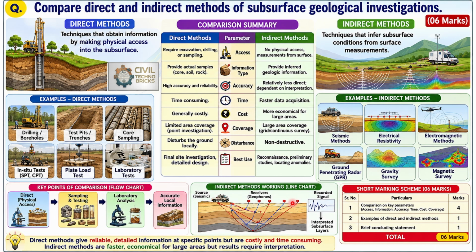So your answer must complete the comparison with reference to the parameters, along with the introductory part of the direct method and its example, and the introductory part of the indirect method and its example. This is complementary to a flowchart or process you can write in your answer. The marking is 4 marks for comparison, 1 mark for examples of direct and indirect methods, and 1 mark for a brief concluding statement.